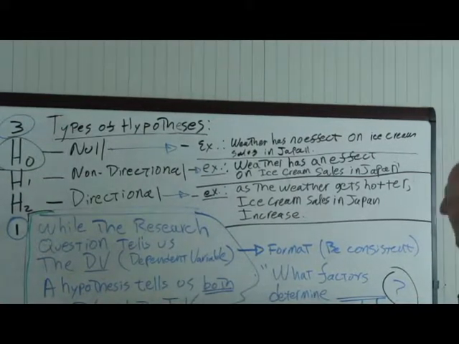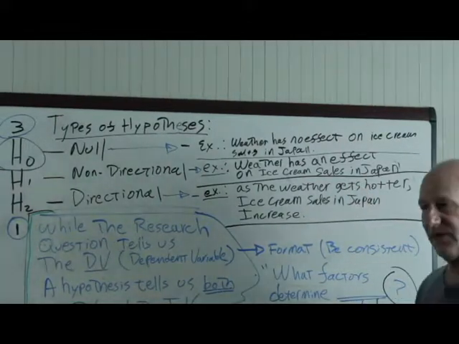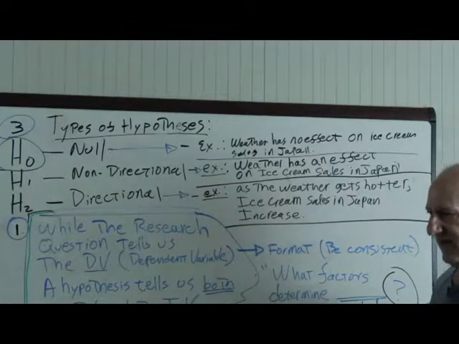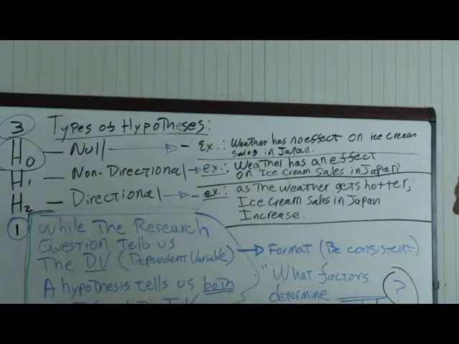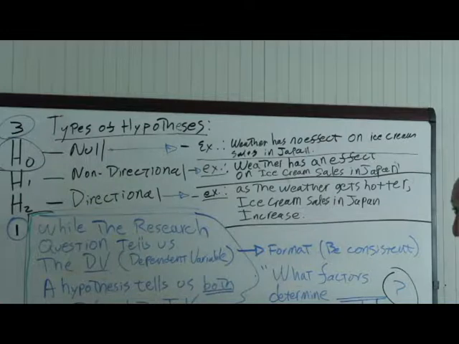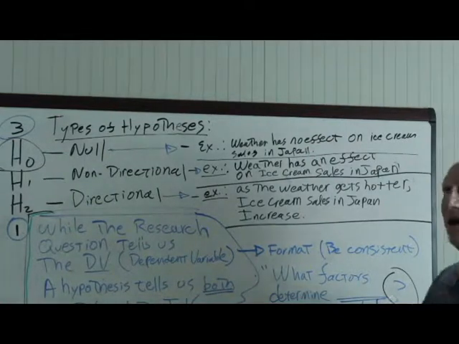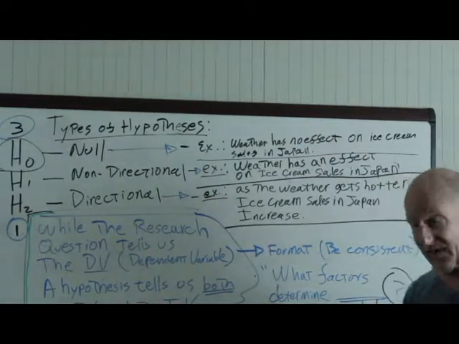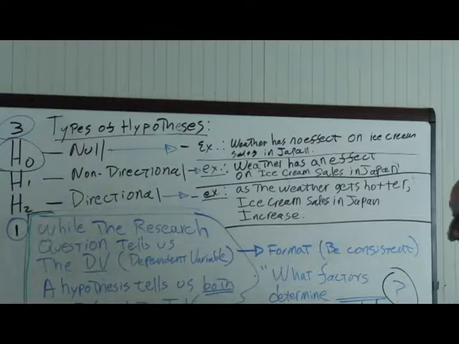So for example, instead of the weather getting hotter, we could say in the big cities, people prefer ice cream. So we would say a hypothesis on the lines of people who live in the largest cities in Japan tend to eat more ice cream than people who live in smaller cities and towns. And that's another directional hypothesis that's empirically testable. You can test it with data, okay?